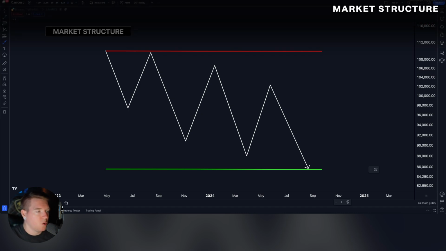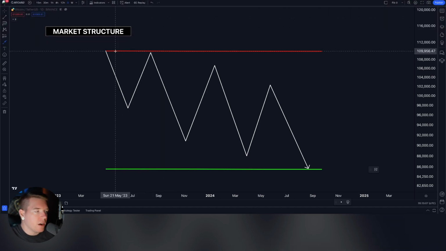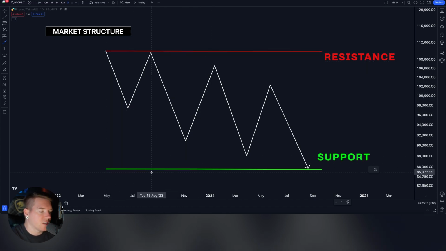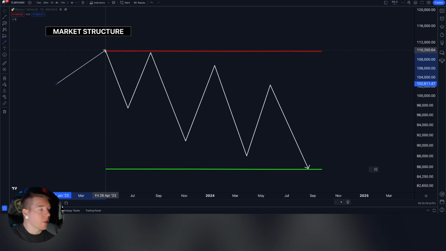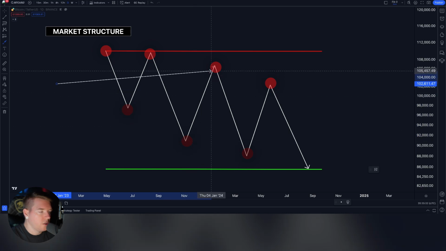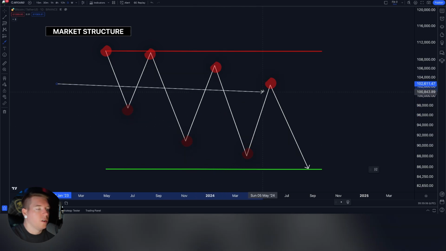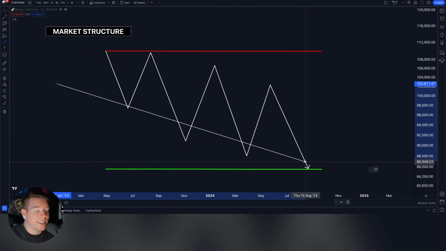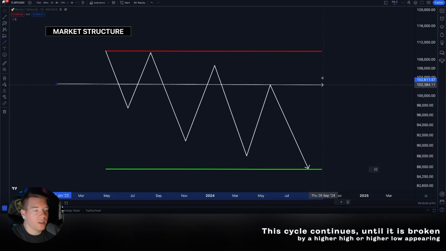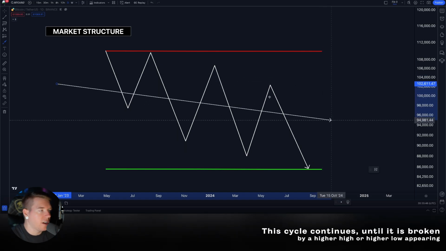Right now, I'm showing you a bearish market structure. A bearish market structure is defined by a resistance level here in red and by a support level here in green. A bearish market structure starts out with a prior higher high here, then a lower low, then a lower high, a lower low, lower high, lower low, lower high, lower low, and this cycle continues until this structure would be broken with a higher high or higher low.